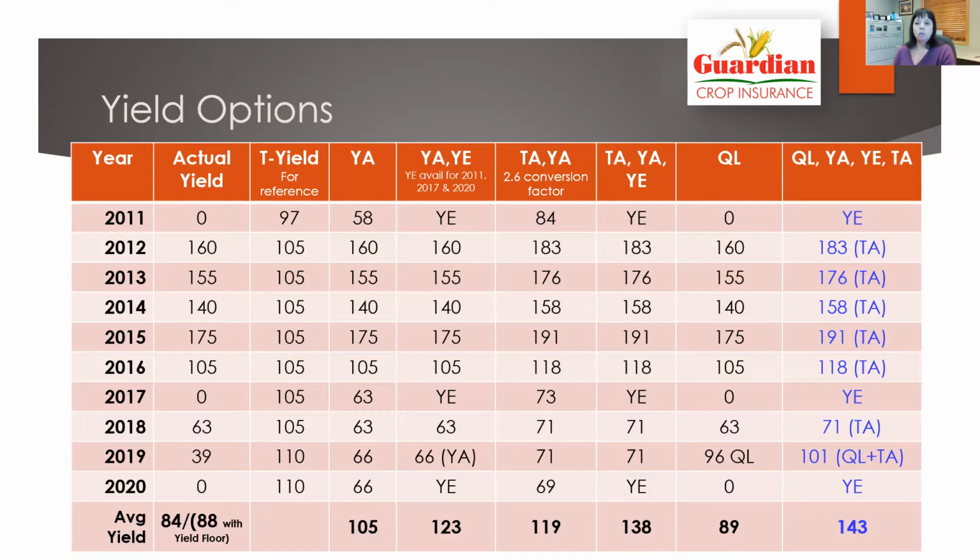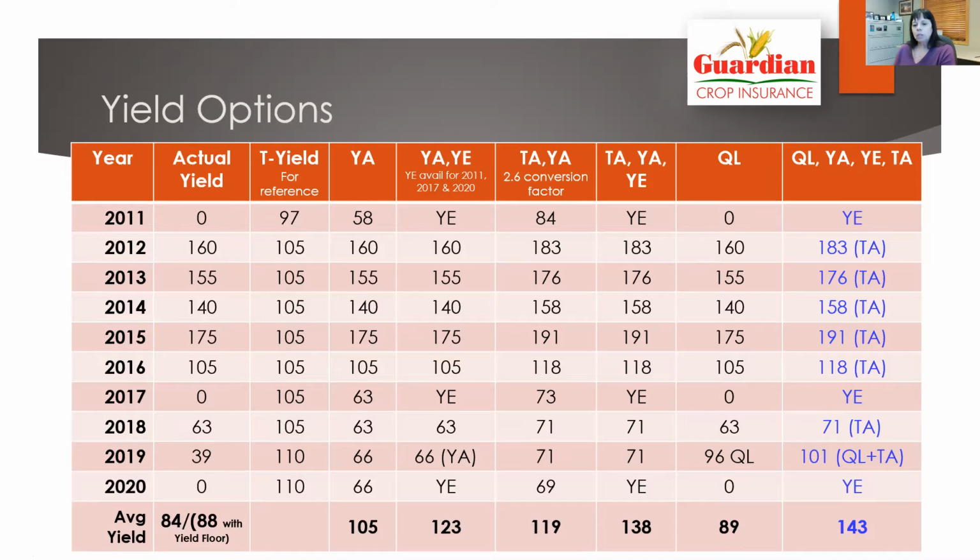What I've seen sometimes is, let's say in this case, you added the quality loss option and it brings your yield up to a 143, but you had the trend adjustment, yield adjustment, and yield exclusion, and you were at 138. Sometimes 138 with those options at 75% might cost you more than 70% with the 143, with all those options. It's definitely something you need to look at.